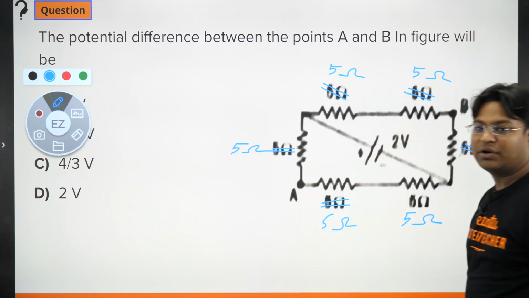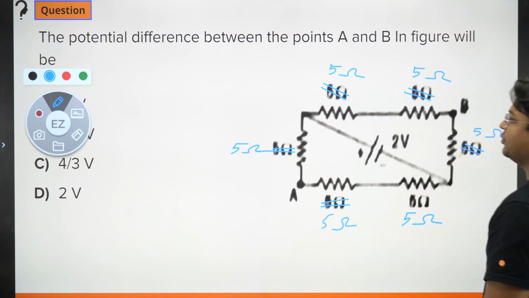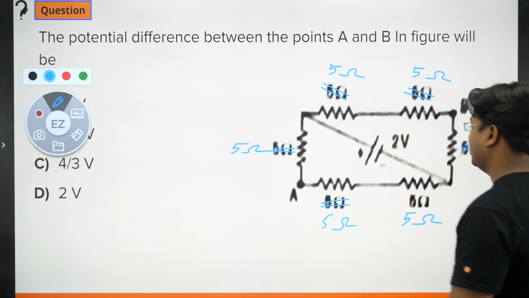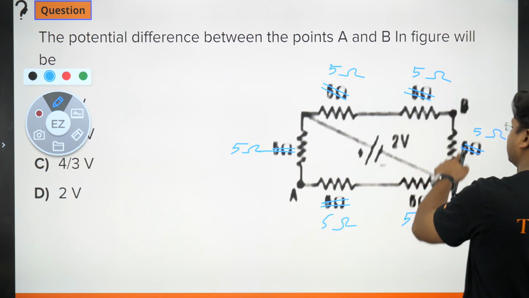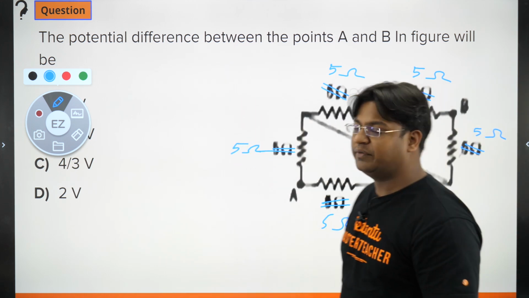Now let's have a look at the circuit again. This is a 2-volt battery. The question asks for the potential difference between points A and B. This point is A, this point is B. Let's see if we can find the current in all the branches. These 3 resistances are connected in series, so their equivalent value will be 15 ohm.